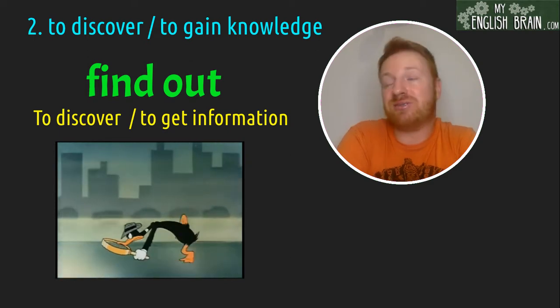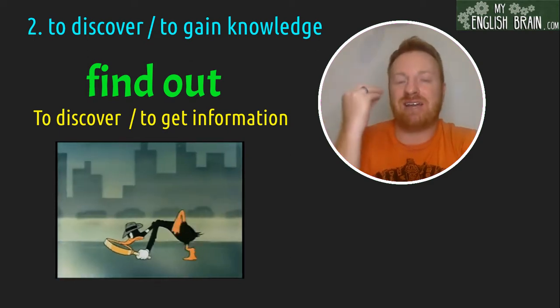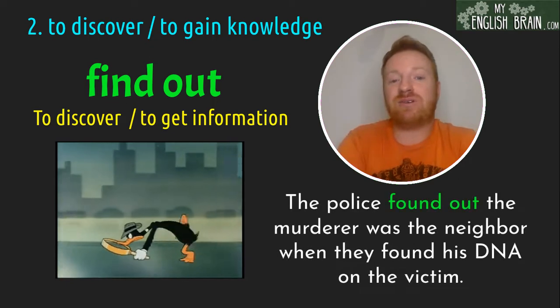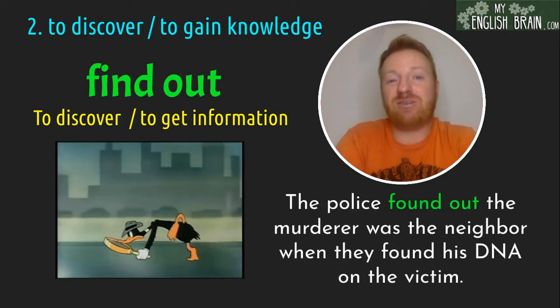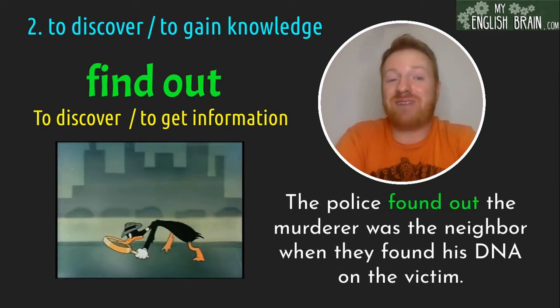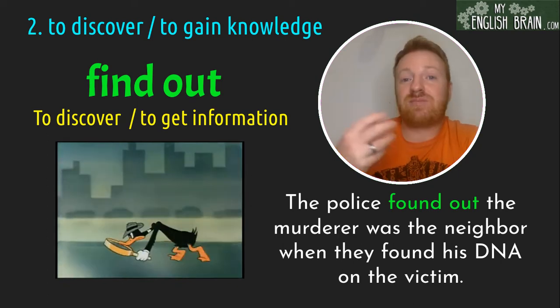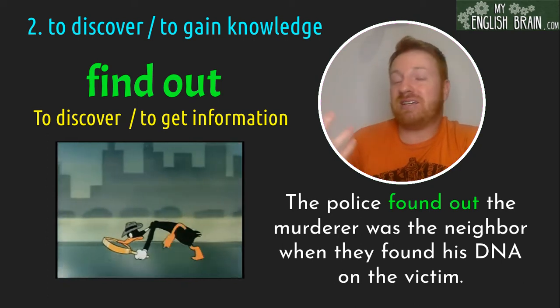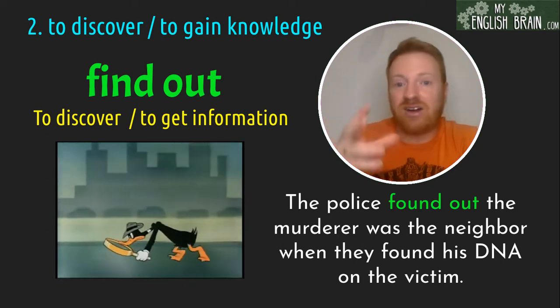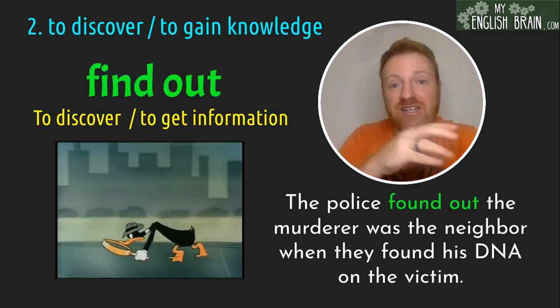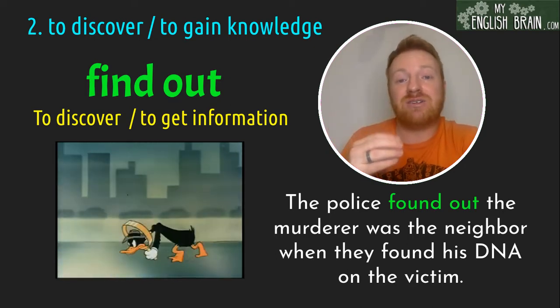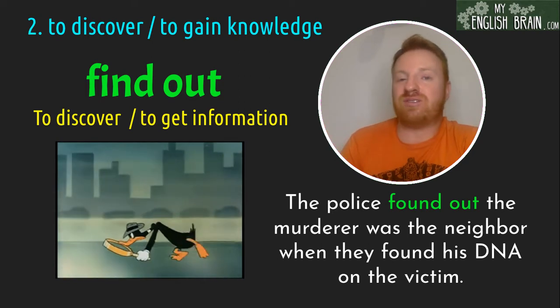Find out means to discover and to get information. For example, the police found out the murderer was the neighbor when they found his DNA on the victim. Again, the idea is that the police are investigating. They are collecting information and collecting evidence because they need to find out who is the murderer.